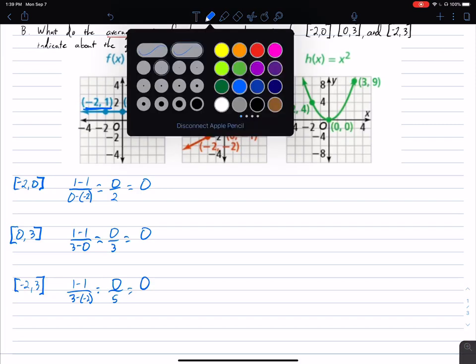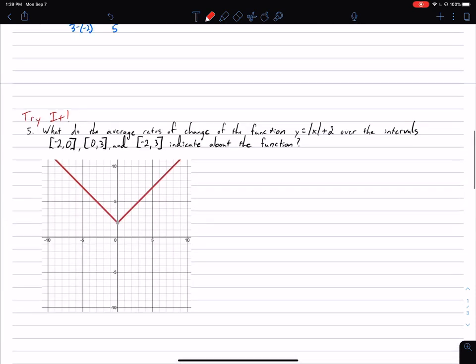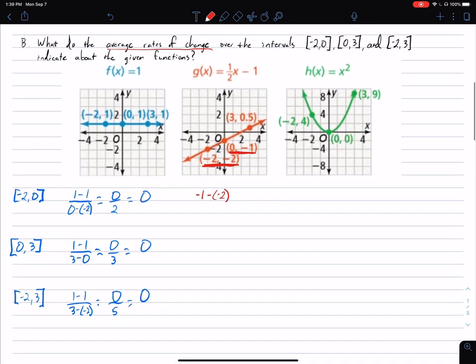All right. So we'll go into the second part where it says, what do the average rates indicate? We'll go to that when we compare all three. Let's take a look at the second one here. So from negative 2, 0, we're going to look at this point, negative 2, and then 0, negative 1. I know this is kind of cluttered, but hopefully you can see that. So my y values are negative 1 minus negative 2, and then that is going to be over.